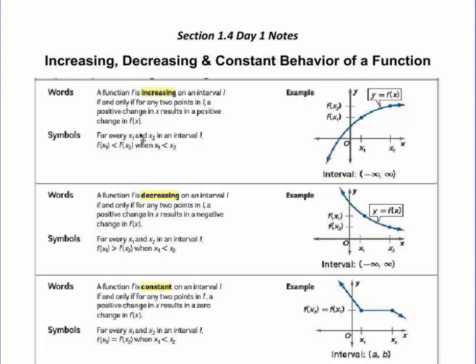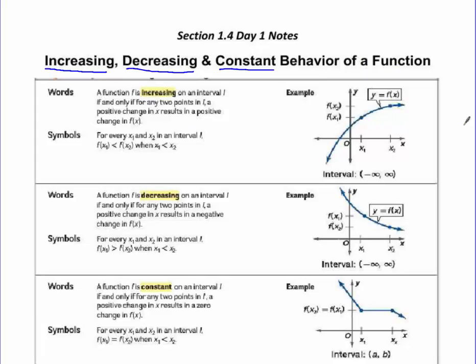Okay, so we just finished talking about end behavior, which is where we were talking about what happens on a graph at the ends of the graph. What is it doing as x approaches negative infinity, and what is it doing as x approaches positive infinity? What we're going to talk about today is what's going on in between the endpoints, so basically everywhere else along the function. We're going to talk about the concept of increasing, decreasing, and constant behavior of a function.